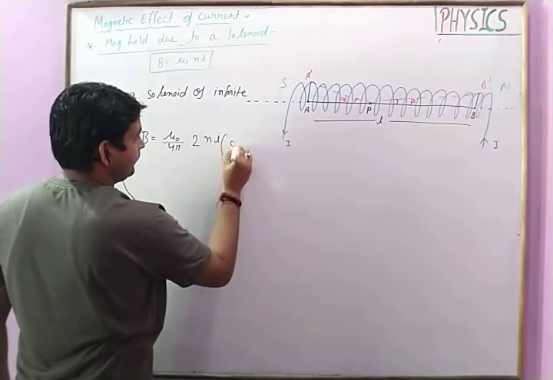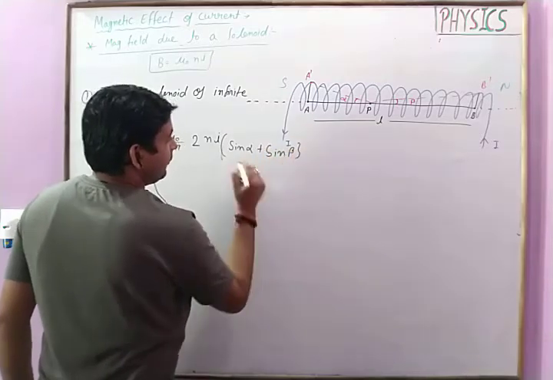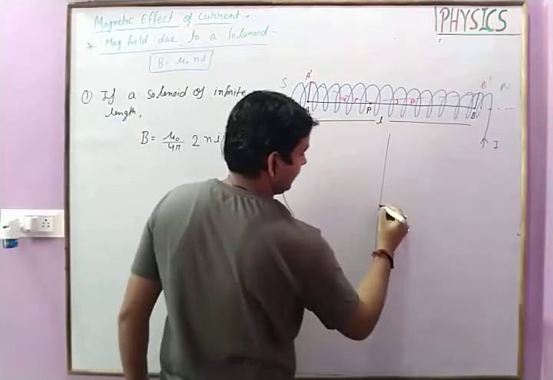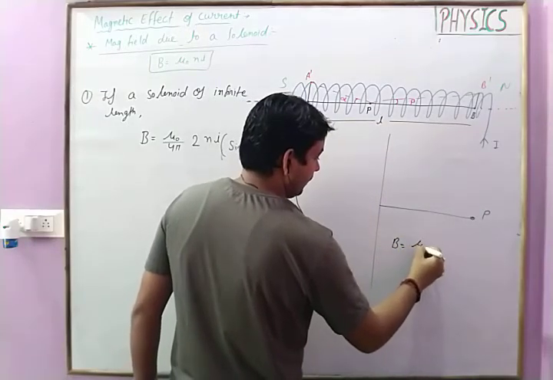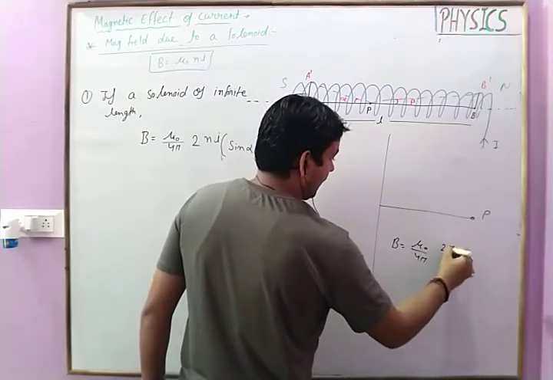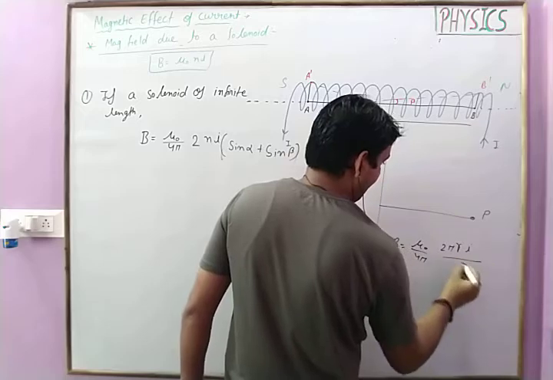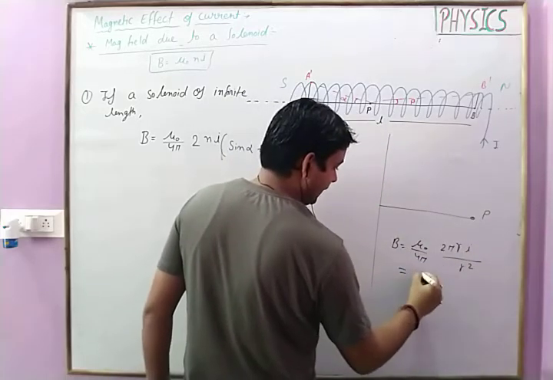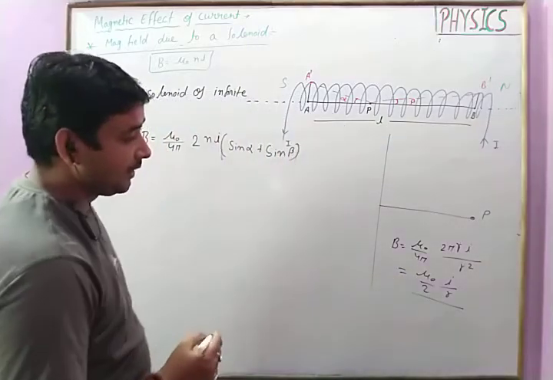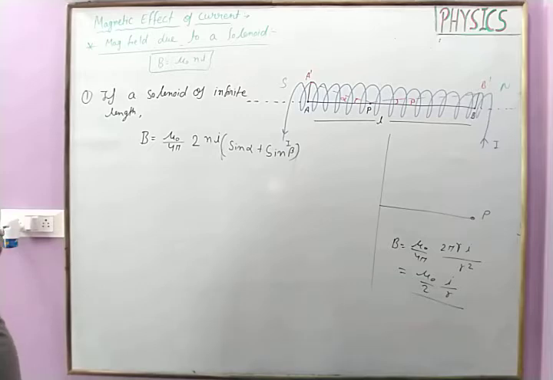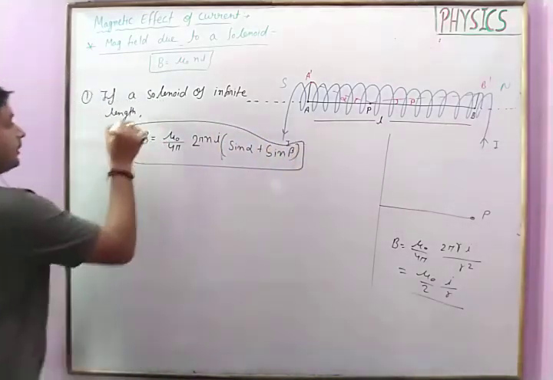and in bracket sin alpha plus sin beta, which you calculated for the straight conductor at point P of a length, which you derived, that is B is equal to mu naught upon 4 pi 2 pi r I upon r squared. So when we solved this we got the result mu naught upon 2 I upon r. Okay, so by using the same relation, this is the situation for the solenoid.